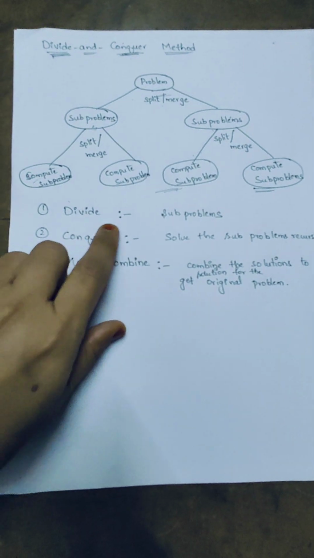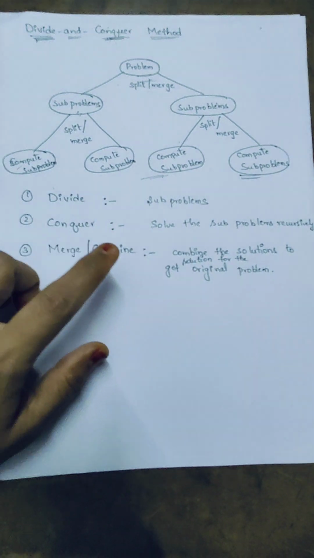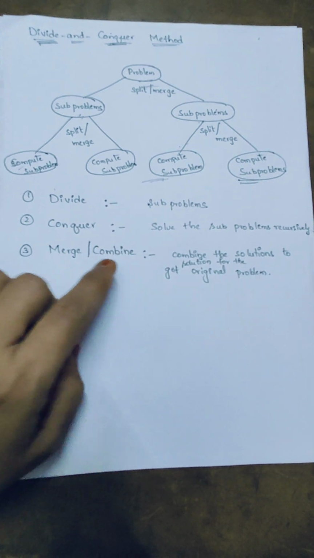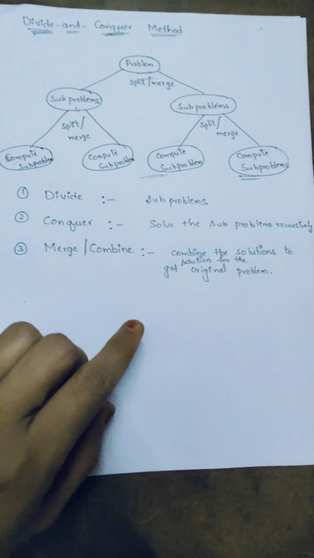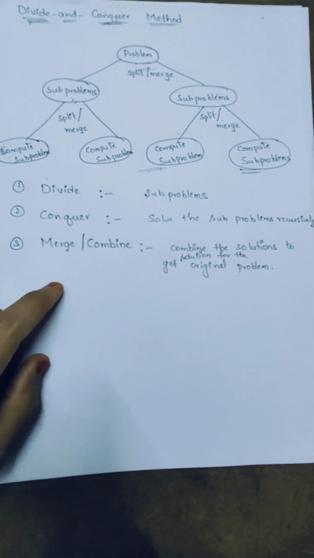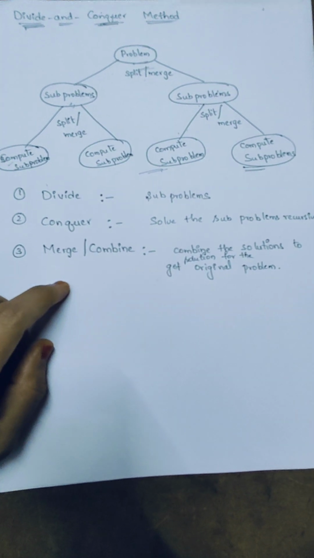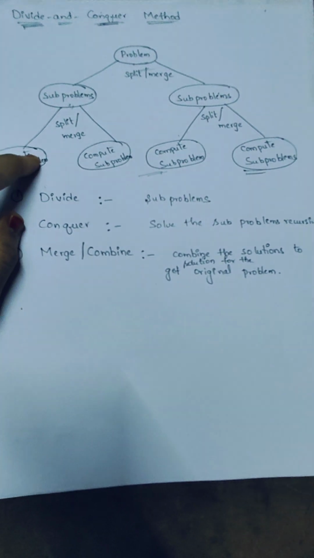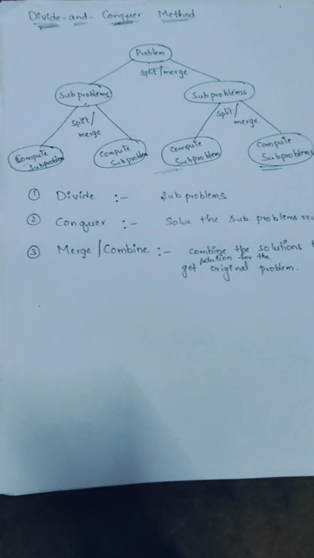So in that, the first step is to divide the problem into subproblems, conquer is nothing but solving the subproblems recursively, and the third one is merge or combine, combining the solutions to get the solution for the original problem. These are the three steps involved in the divide and conquer method. Now we will see one example for the divide and conquer method.